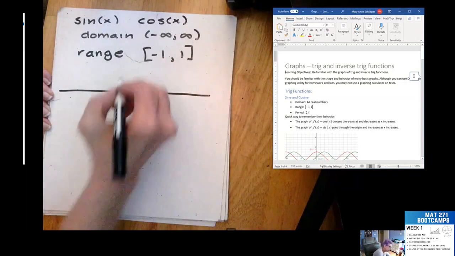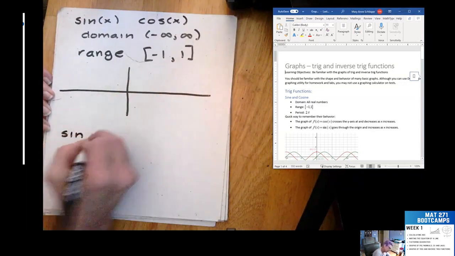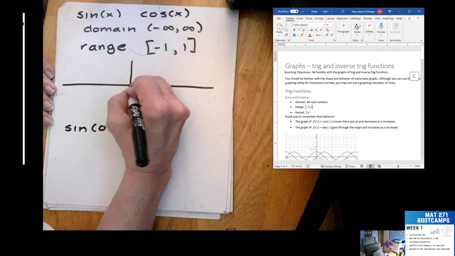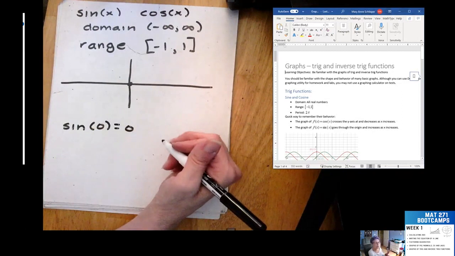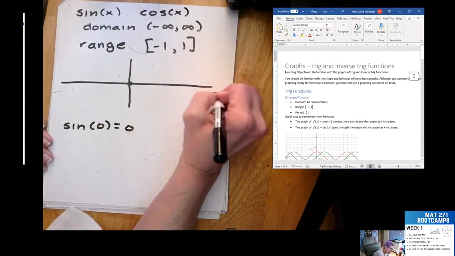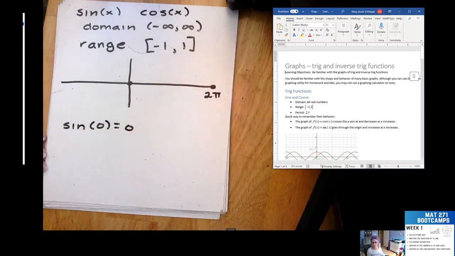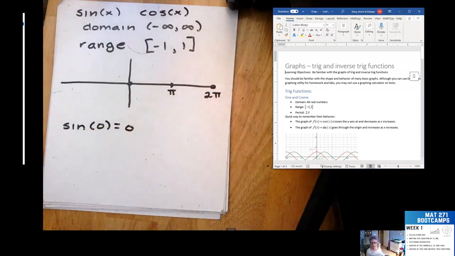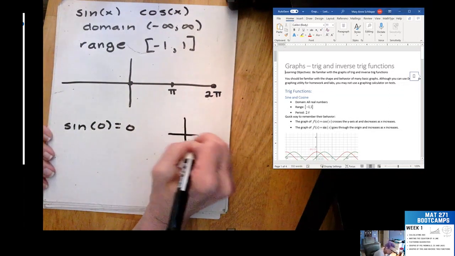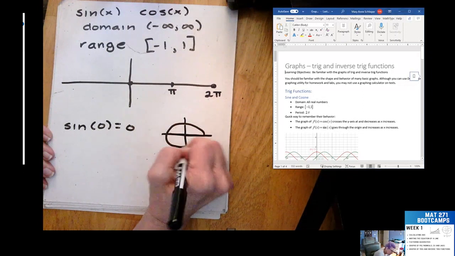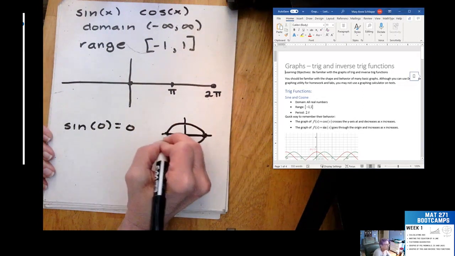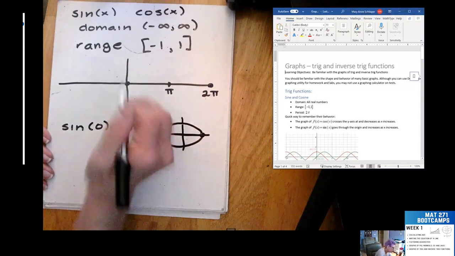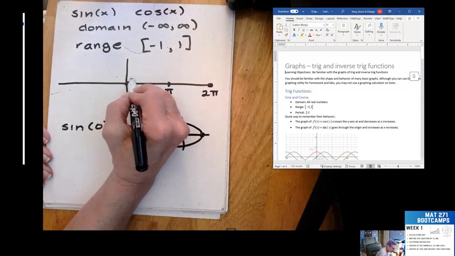Now, if I want to graph sine, I know that sine of 0 is equal to 0. It goes through the origin. I know the period is 2 pi. So by the time it gets over here to 2 pi, it's back to 0. I know that it's 0 again halfway between because I've memorized my unit circle. Sine is 0 here, sine is 0 right here. And yeah, that looks like a potato chip, not a circle, but that's okay. It's my unit potato chip. Sine starts at 0 and increases.